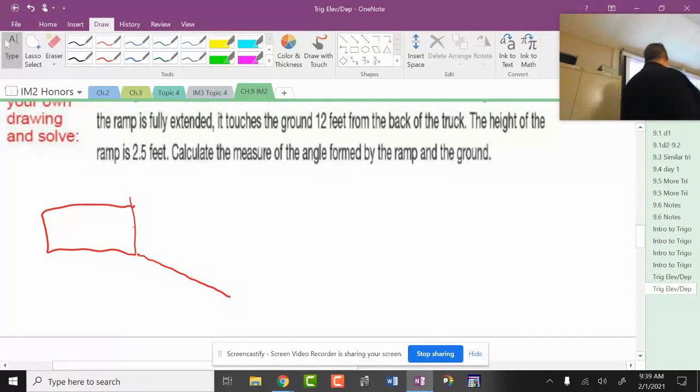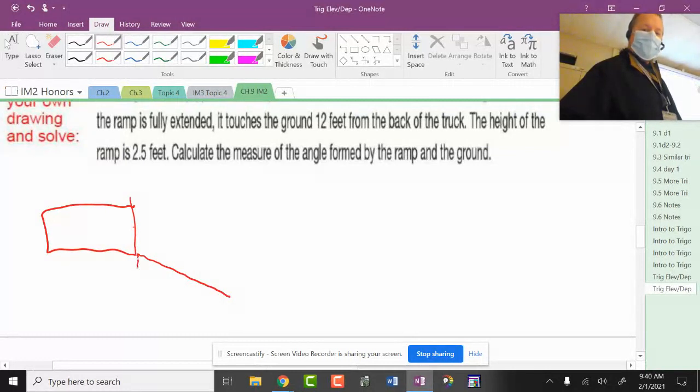And then look at how this is read. It doesn't say the ramp is 12 feet long. It says it touches the ground 12 feet from the back of the truck. So here's what the ramp kind of creates. It creates this right angle with the horizontal ground, and this is 12 right here.